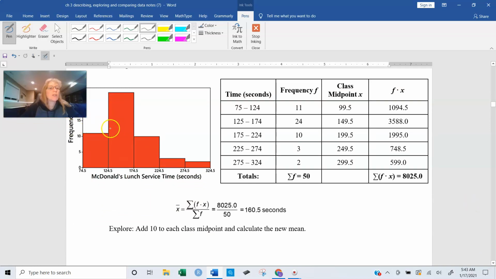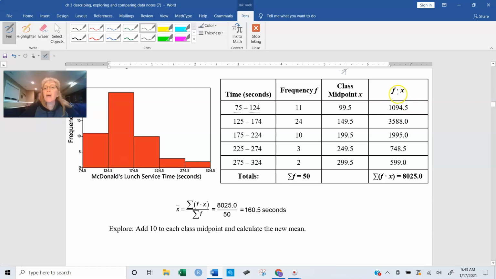Here's our McDonald's lunch times from a couple chapters ago. All right, we have our classes written down here, and our frequency of how often they had. So to find the class midpoint, we took 75 plus 124 and divided it by 2, and these are our midpoints. Okay, so this is step 1.